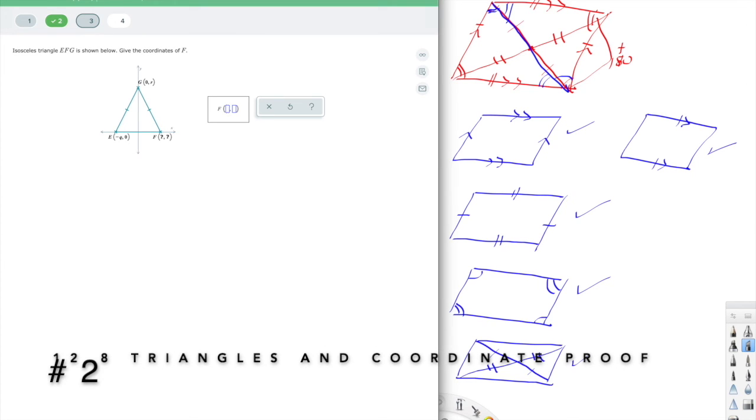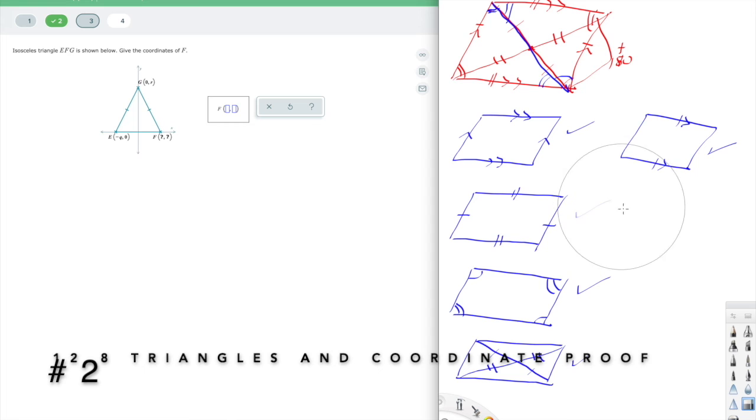So we're going to do isosceles triangle. EFG is shown. Give the coordinates of F. And so with this one, I know on the notes diagram, when I did this in class, it was actually more diamond looking, so just adding another triangle down here. But as long as we're thinking through it, they do give us some pieces here. So I'm going to go ahead. You know what? No. I'm going to save it real quick just in case I need to bring that back.